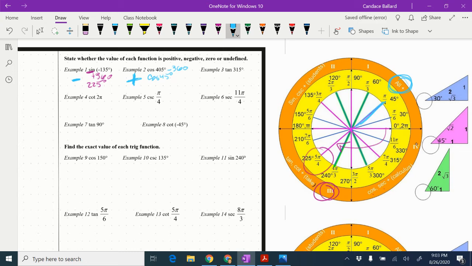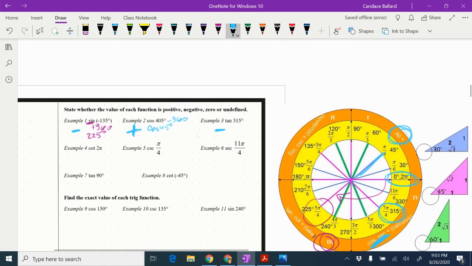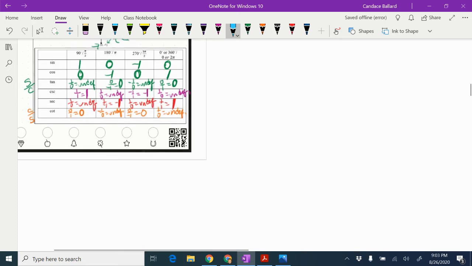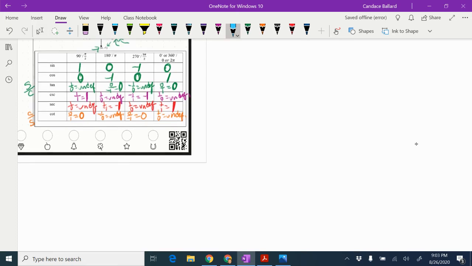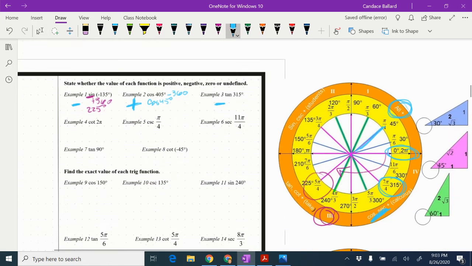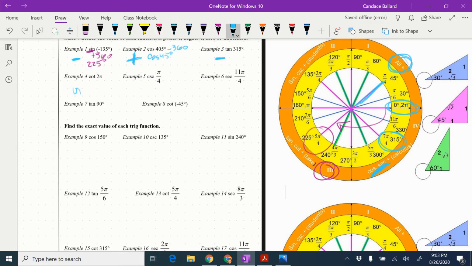And all I'm doing is trying to figure out the sign right now. All right, tangent of 315. 315's on there. In quadrant 4, the only things allowed to be positive are cosine and secant, so tangent in quadrant 4 is negative. Cotangent of 2 pi. Well, 2 pi is a quadrant angle, so I need to go up and look at my table. I'm going to look for cotangent of 2 pi in my table, and notice it says that it is undefined. So I'm just going to write undefined. And for our purposes right now, you get to use that table.